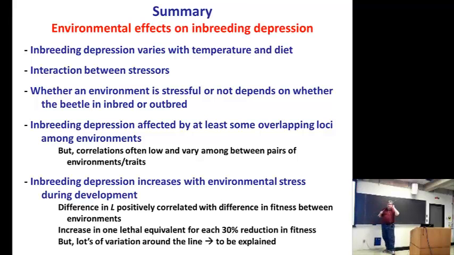And inbreeding depression clearly increases with environmental stress. We saw this both in my beetle study and in our meta-analysis, which includes lots of different kinds of organisms, different types of fitness measures, and so on. In general, we see an increase of about 1 lethal equivalent for every 30% reduction in outbred fitness, or every 30% increase in stress.